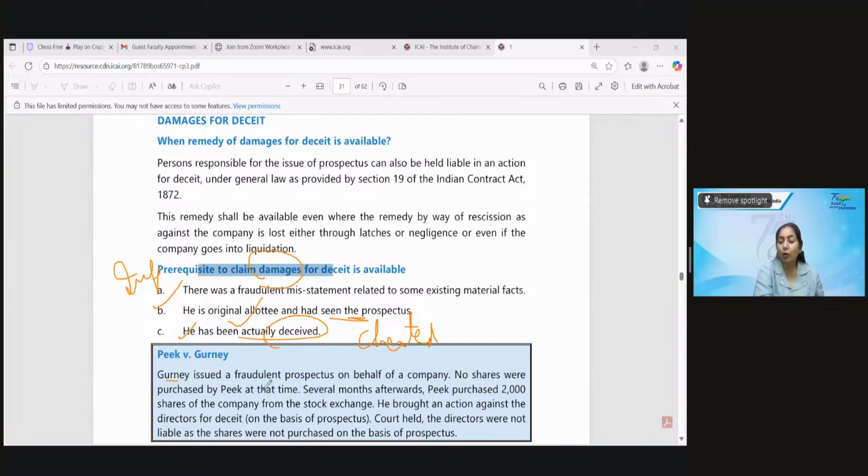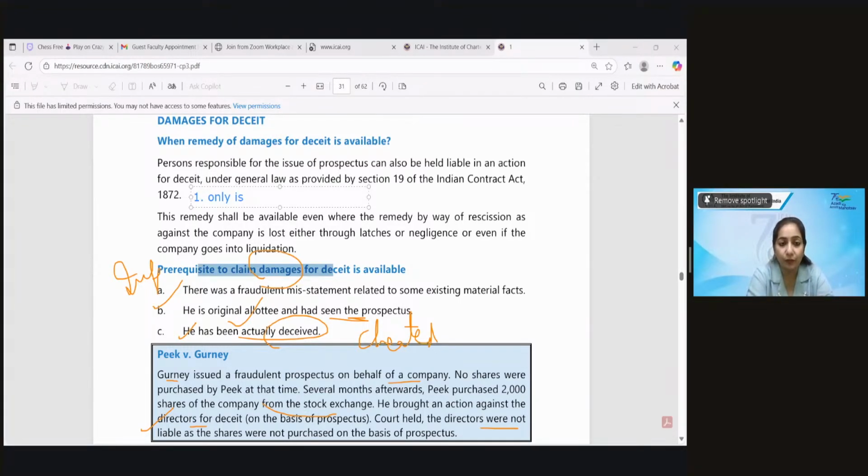Gurne issued a fraudulent prospectus on behalf of the company. Gurne ने prospectus issue करा. No shares were purchased by Peak at that time. Peak purchased 2,000 shares from the stock exchange. Later on, he filed a case against the directors on the basis of the prospectus. It was held directors were not liable because shares were not purchased on the basis of the prospectus. So, इस case के नीचे आप लिखेंगे ये वाला point.